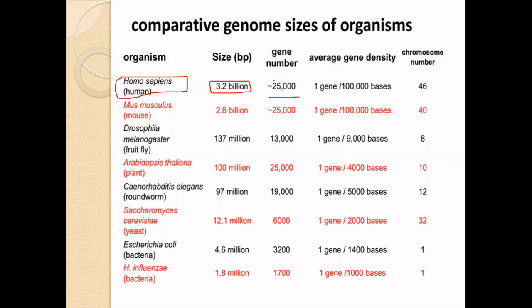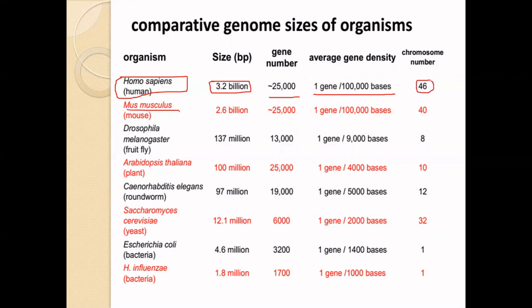Initially, before the beginning of this genomic or genetic study era, it was basically thought that humans have 1 lakh genes. But now, after the Human Genome Project, we know that we have more or less 25,000 genes. So the average gene density is 1 gene per 1 lakh bases. The total chromosome number is 40.